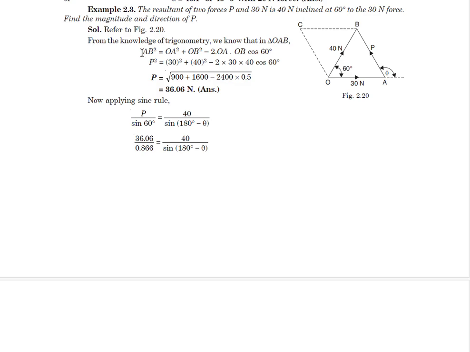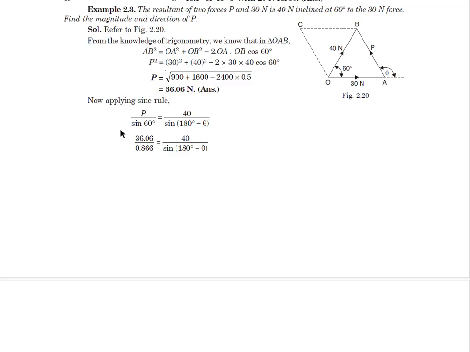So here you can see that AB square is equal to OA square plus OB square minus 2 OA OB cos 60, because this angle is given to us, angle 60. So we found P to be 36.06 Newton.